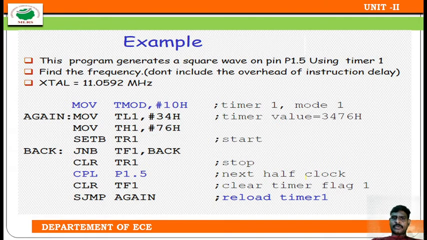Now, write a program to generate a square wave on P1.5 using Timer 1. Fine. So same thing, I am loading the initial values here. Mode 1: set the bit, jump back, clear, complement, clear, and so on.